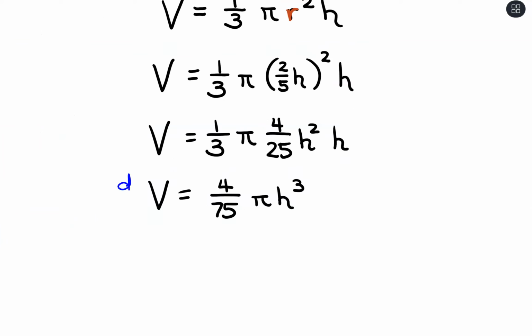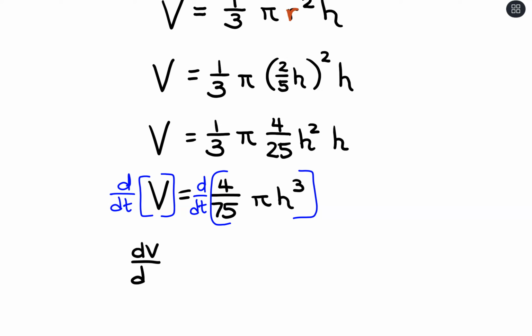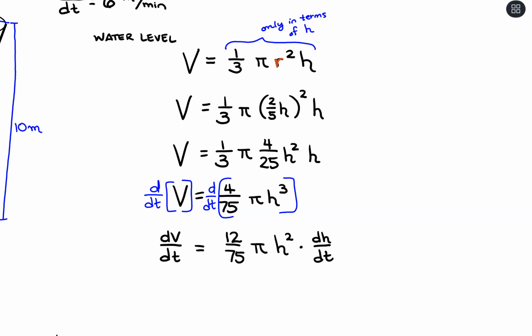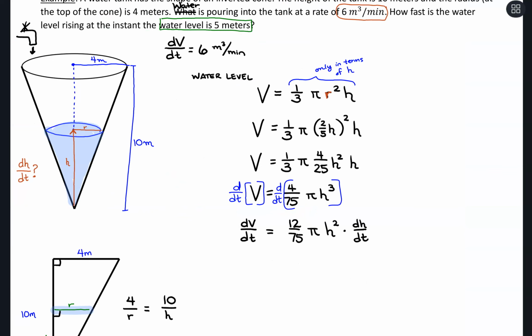So now I'm going to go through and take the derivative with respect to time. On the left-hand side, we'll have dV/dt equals that 4/75 times pi, and then H cubed will turn into 3H squared. So 3 times 4 is 12, so I'm just going to change that numerator to a 12 there, and then H squared, and then because of chain rule, we'll also have dH/dt.